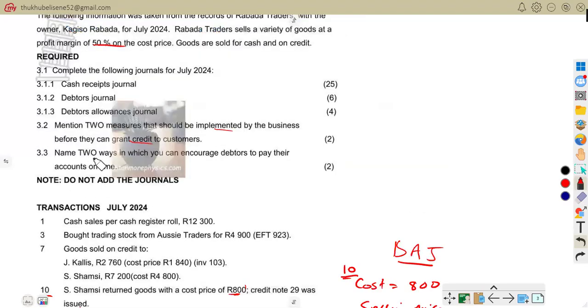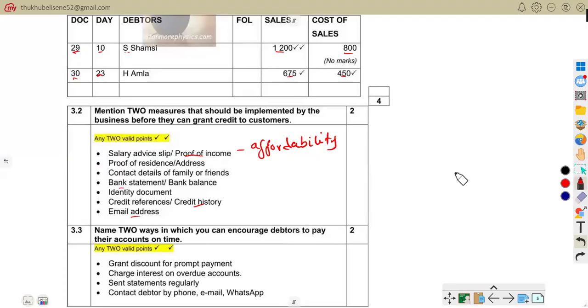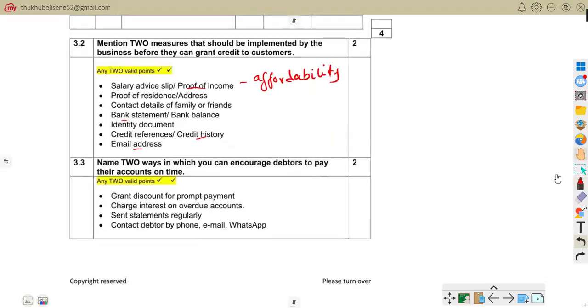So 3.3 said, name 2 ways in which you can encourage debtors to pay their accounts on time. And here it is. That is when you give discount for prompt payment. So give a discount, that is when they can just pay. That can attract them to pay on time.